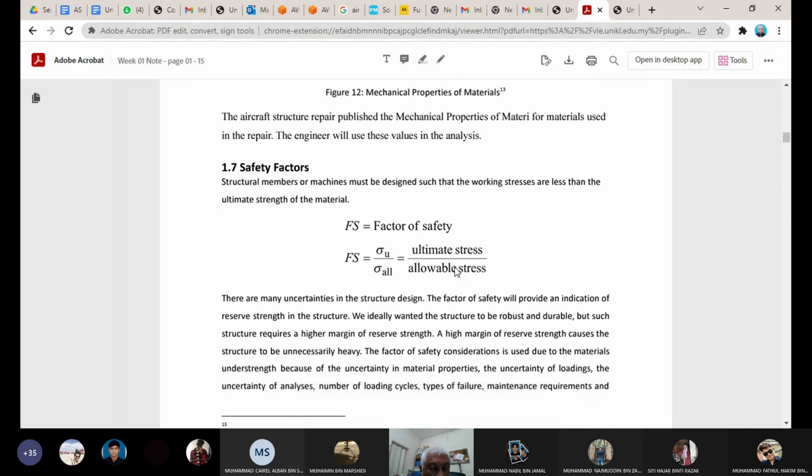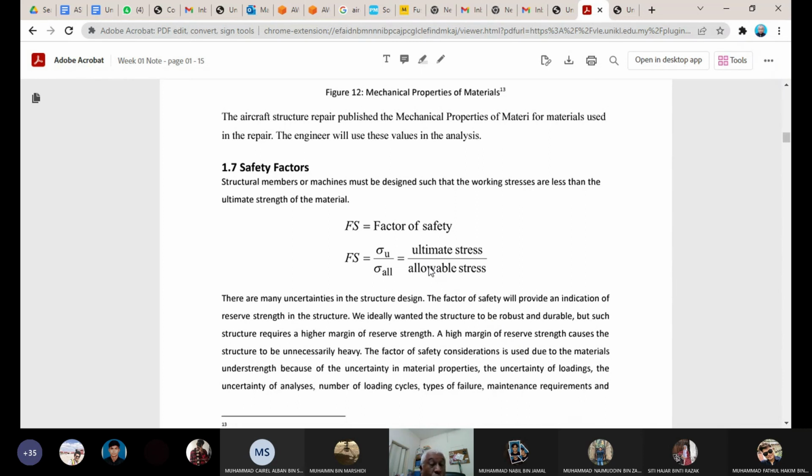That means you allow the structure to work to 100 Newton, for example, but you need to design the structure to be able to carry a load of 150 Newton. So 150 Newton over 100 Newton is 1.5. 1.5 is the margin of safety required in the design and certification of aircraft structure. It appears in the requirements of aircraft design, where the factor of safety for the structure should not be lower than 1.5. If it's lower than 1.5, then the structure will not be certified.